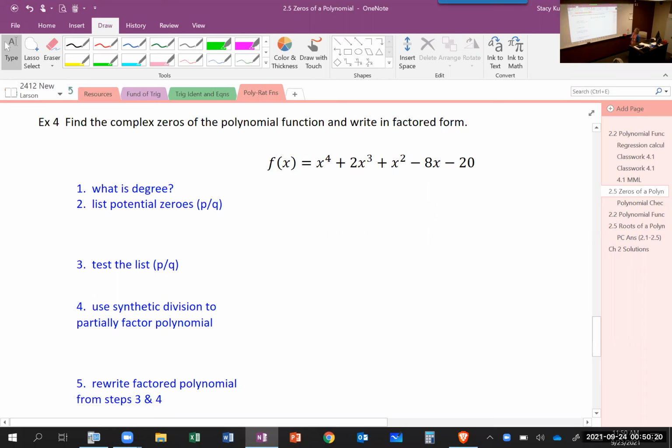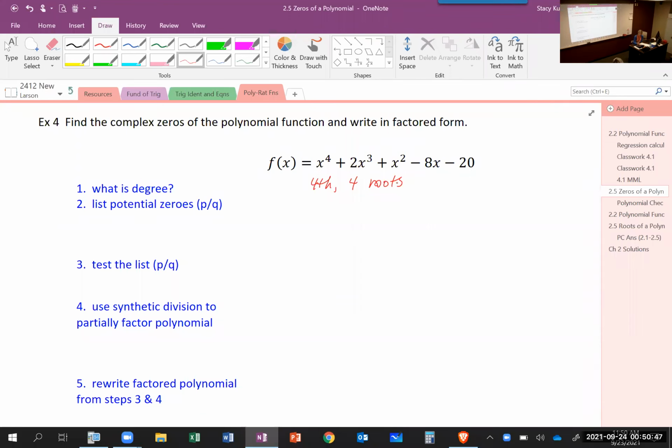So we have x to the 4th plus 2x cubed plus x squared minus 8x minus 20. This is a what degree polynomial? 4. It's a 4th degree polynomial, so we're looking for 4 roots. Because I want to know all the roots, I am in fact going to be finding 4 roots. So we do the process the same way though.